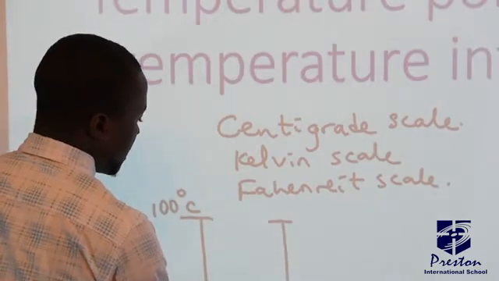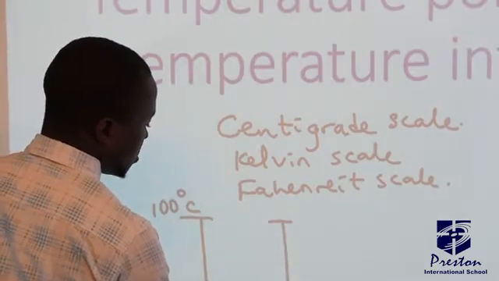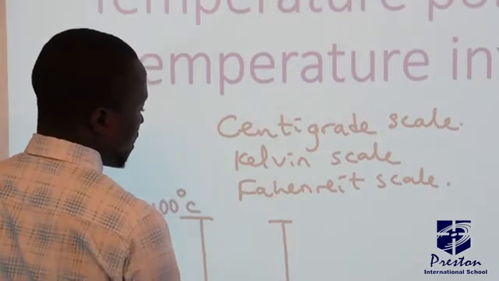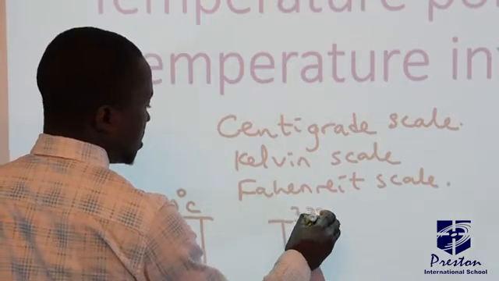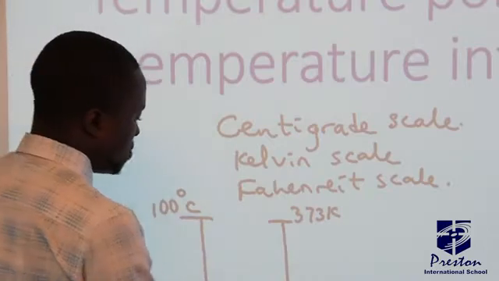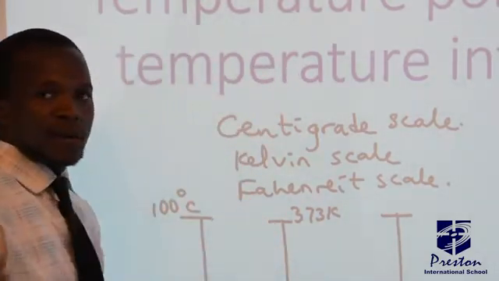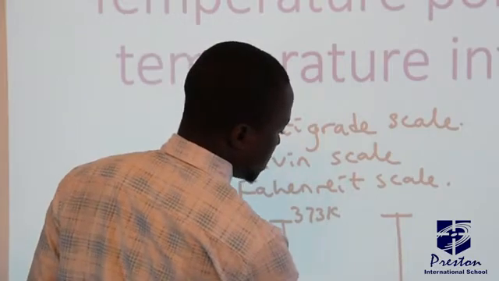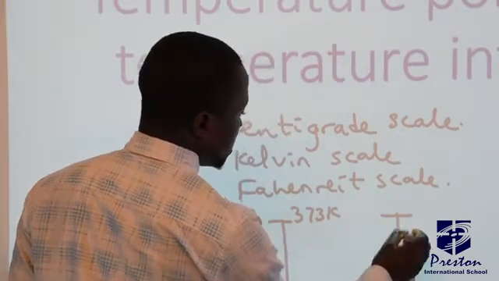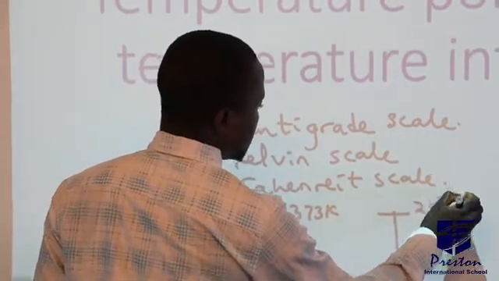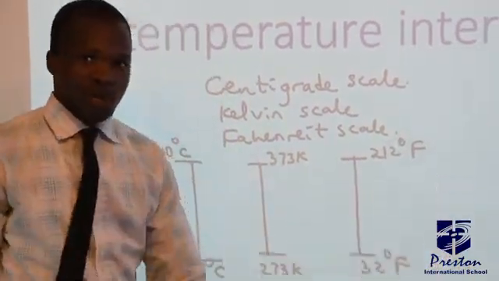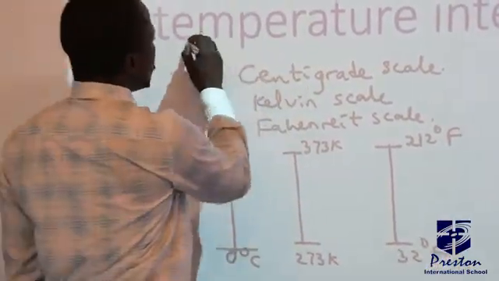Then for the Kelvin scale, you have 273 Kelvin as the lower fixed point, and 373 Kelvin as the upper fixed point. Then for the Fahrenheit scale, we have 32 degrees Fahrenheit as the lower fixed point and 212 degrees Fahrenheit as the upper fixed point. Now, what do we mean by temperature interval?